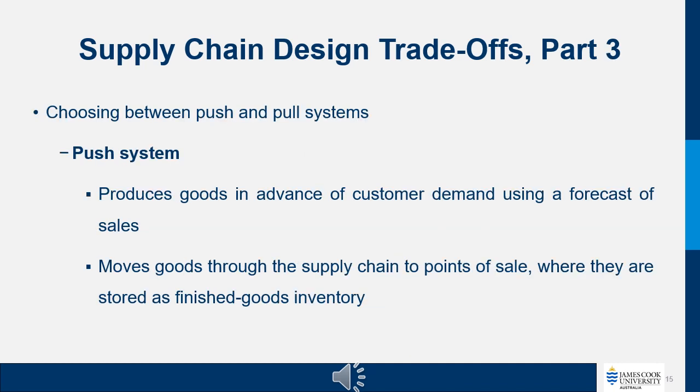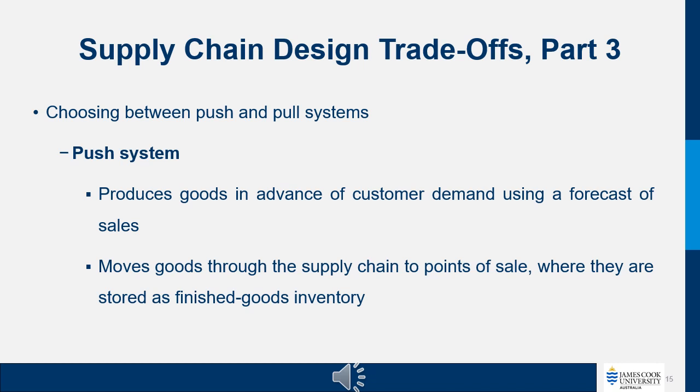Choosing between push and pull systems in supply chain management involves deciding how goods are produced and moved through the supply chain. Some explanation of each of the systems. Let's have a look at the push system first. In a push system, goods are produced based on a forecast of sales or anticipated customer demand. Production is initiated in advance and products are pushed through the supply chain to the point of sale or storage as finished goods inventory.